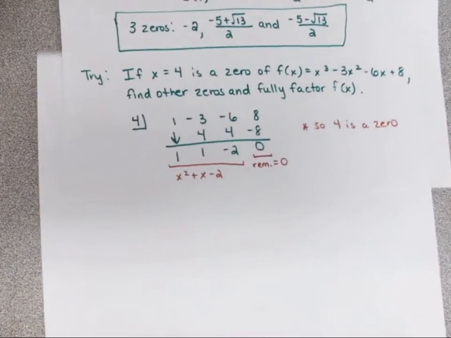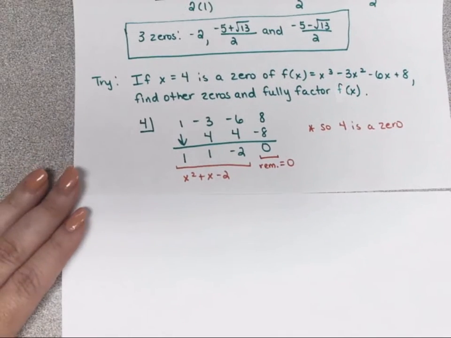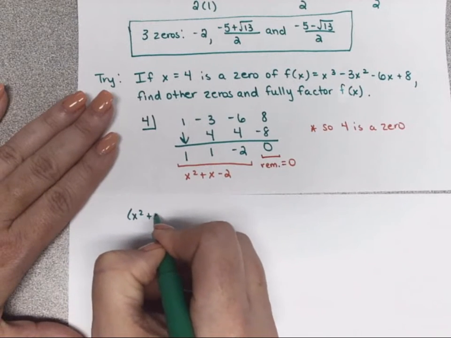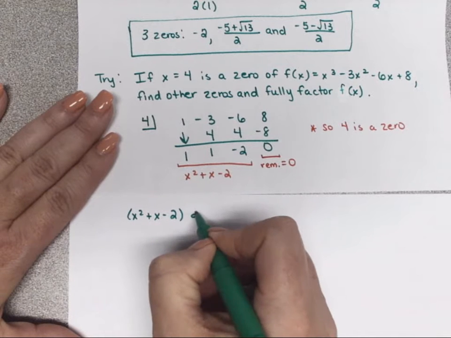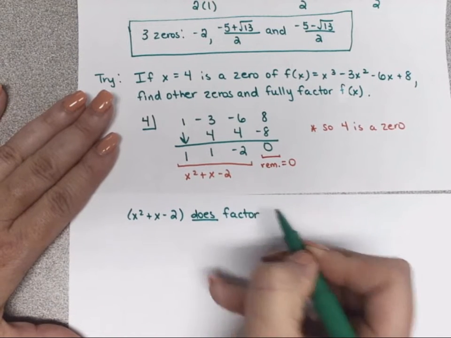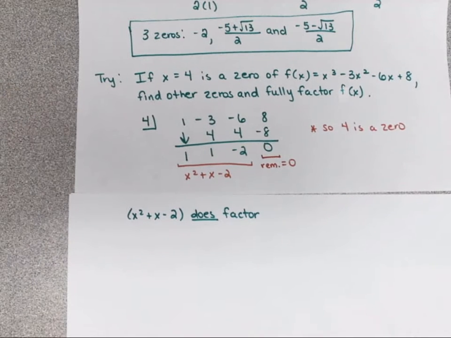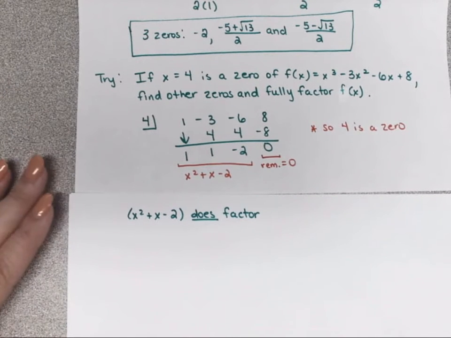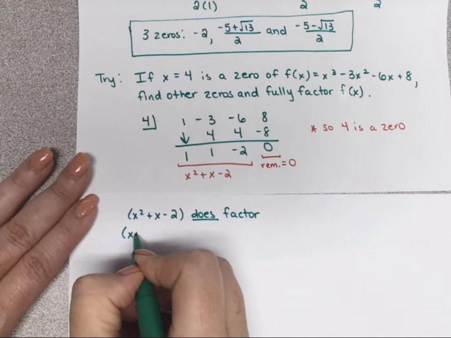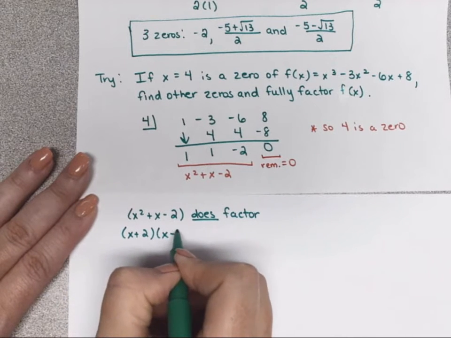So different than the ones that I've done before, I actually think this does factor. Okay, so if you used quadratic formula, it's not incorrect. It's just that you do need to look out for things that actually do factor, okay, because when they do, it can be a lot quicker and easier. Okay, there are factors of negative 2 that add up to 1. What are they? Plus 2, right, and minus 1.